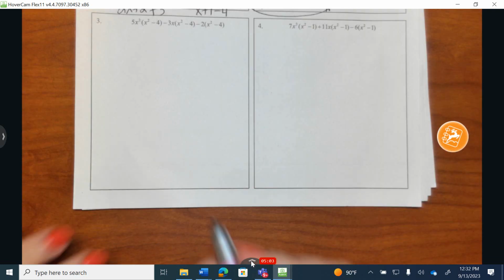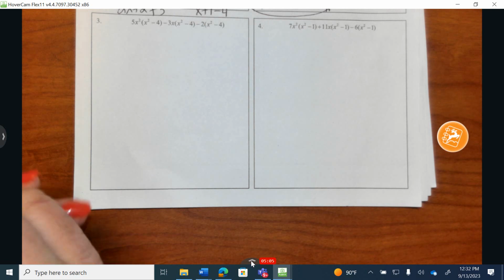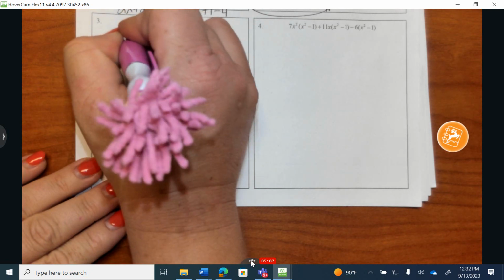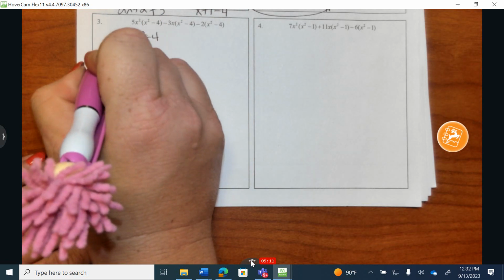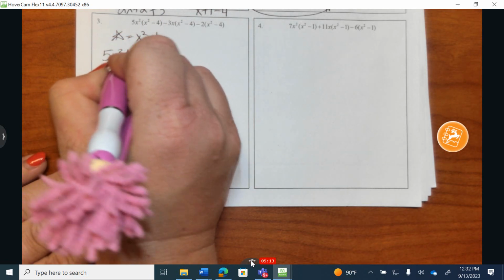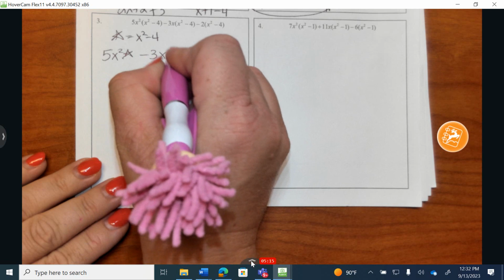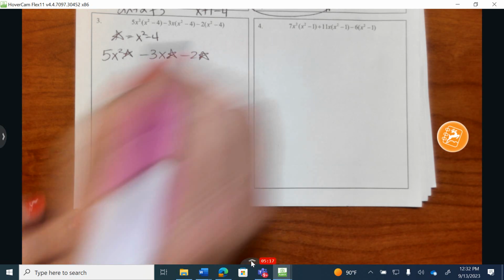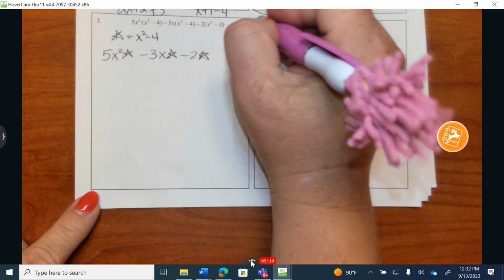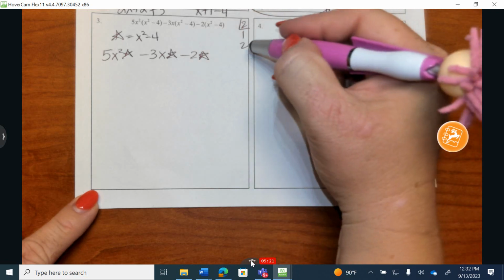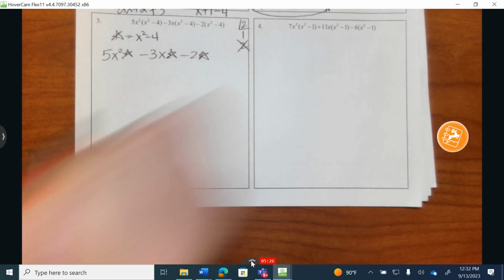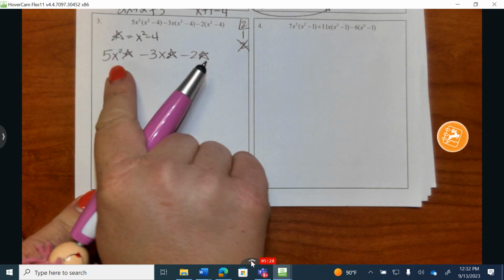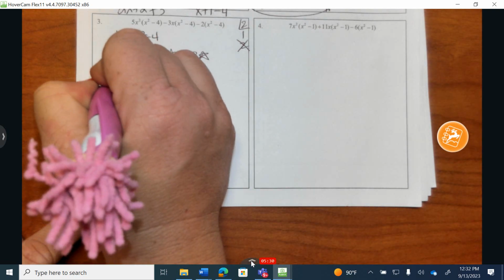Number 3. Oh my goodness. So I'm going to have star be equivalent to x squared minus 4. So I have 5x squared star minus 3x star minus 2 star. The smallest number is 2, but I recognize that when I try to divide 2 by 5, I get a decimal. So the only thing I can factor out of all these groups is a star.